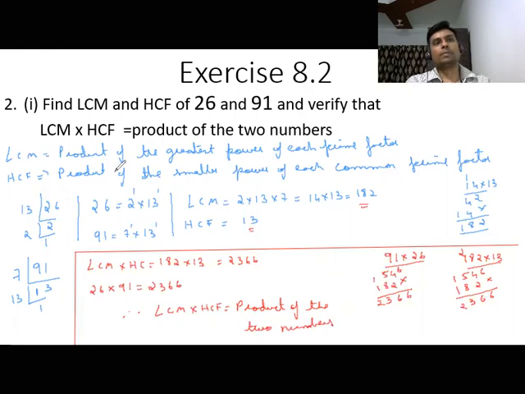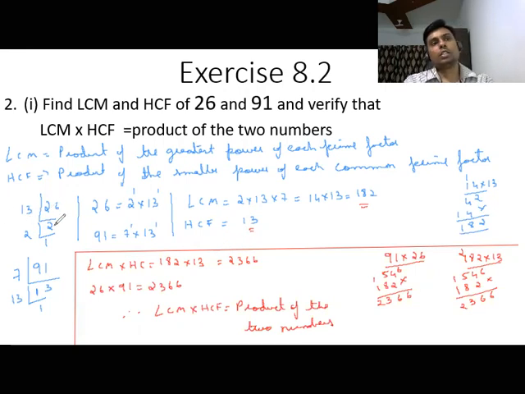So how to find LCM? Product of the greatest power of each prime factor. So when will you take the greatest power? Only if the prime factors are common. If they're not common, take all. If they're common, take the non-common ones, and in the common ones, take the greatest power. How to find HCF? Product of the smaller power of each common prime factor. So look for common, and among the common, choose only the smaller power.